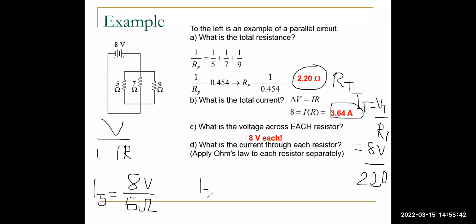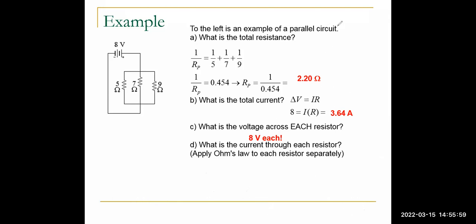So resistance naman ng 7, total voltage 8 volts divide 7 ohms. Resistance naman ng 9, 8 volts divide 9 ohms. So yun yung makukuha nyo. So ang current ng 5 ohms is 8 volts, dahil pare-pareho nga lang sila ng voltage, divide 5 ohms. Kunin natin ang current ng 7 ohms. We have the 8 volts, pare-pareho nga doon ng voltage, then the 7 ohms.